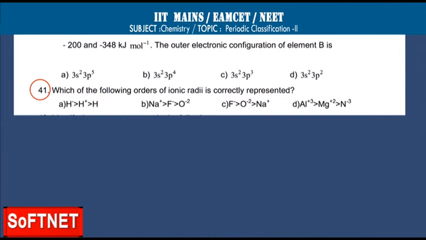Which of the following orders of ionic radii is correctly represented? The given options are: A, H minus greater than H plus greater than H. Second option is Na plus greater than F minus greater than O minus 2. Third option, F minus greater than O minus 2 greater than Na plus. D, Al plus 3 greater than Mg plus 2 greater than N minus 3.